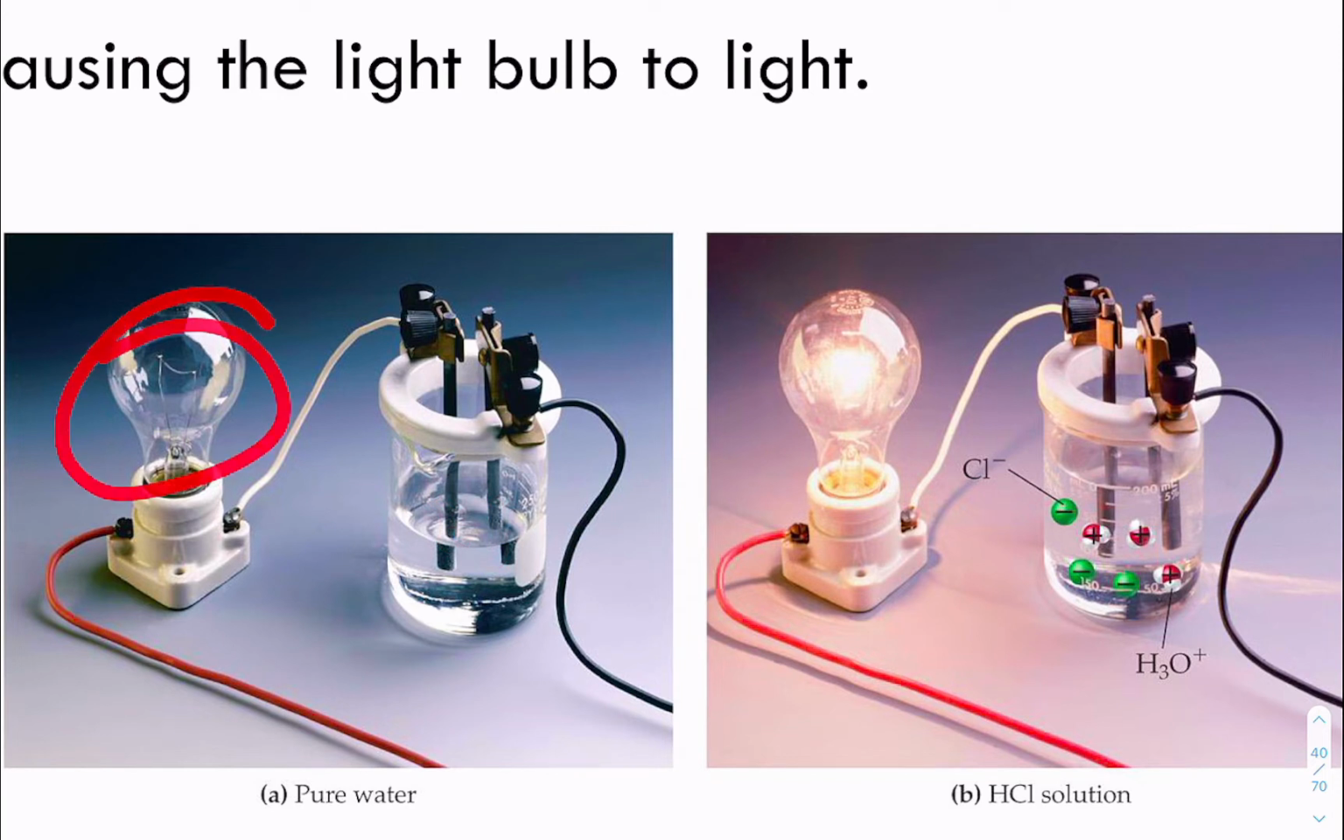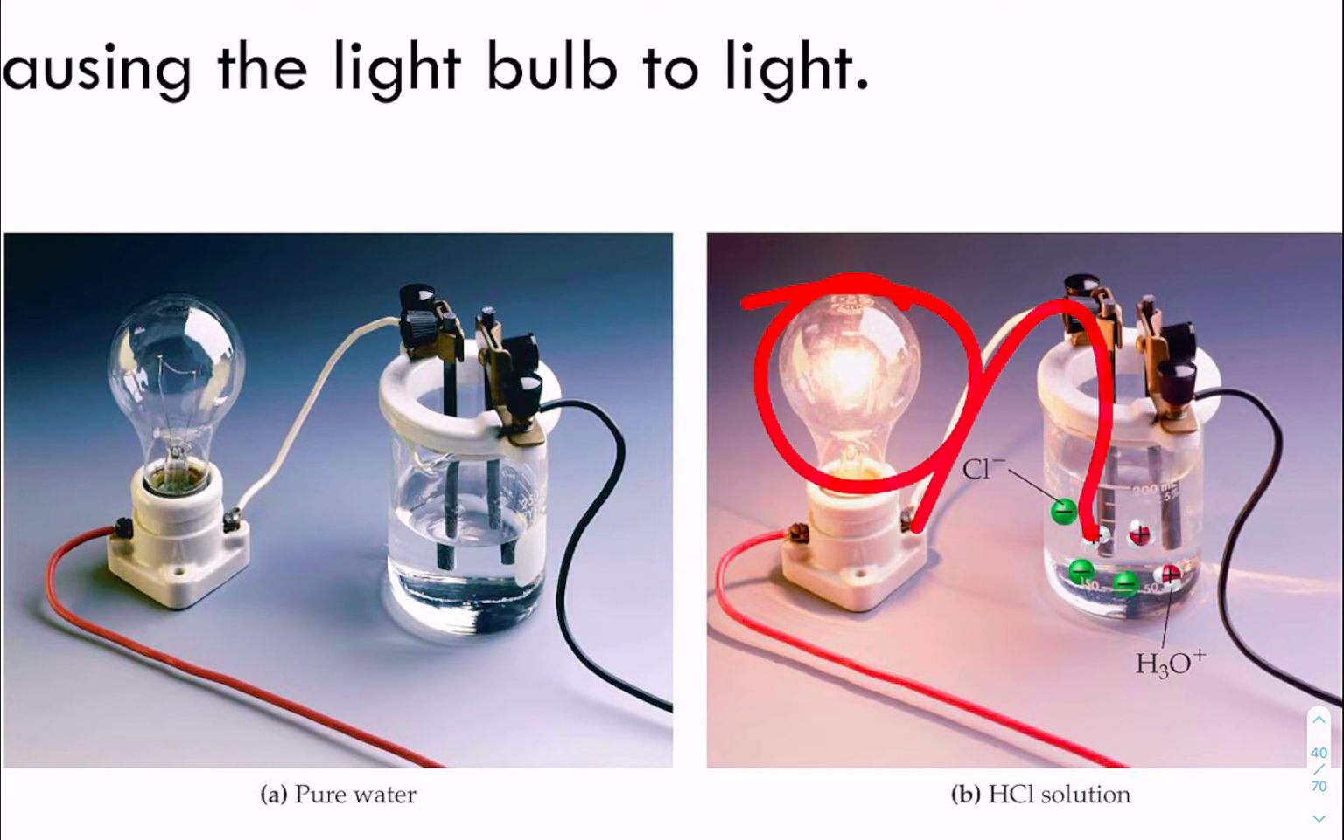Light bulb doesn't light up. If you have electrolytes in there, could be a hydrochloric acid solution, could be salt, sodium chloride, then those ions can actually ferry electrons back and forth between the two terminals. And then that can carry electricity, and so the light bulb lights up.